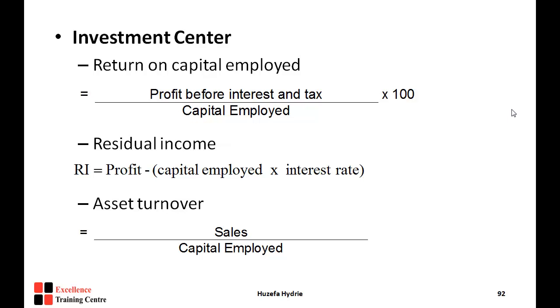Investment center. As we were discussing, the investment center tells you how well the company is investing their funds. We need to assess how well the company is investing their funds. So we will be having ratios which are related to this concept. We have three major ratios: return on capital employed, residual income, and asset turnover. So, return on capital employed.